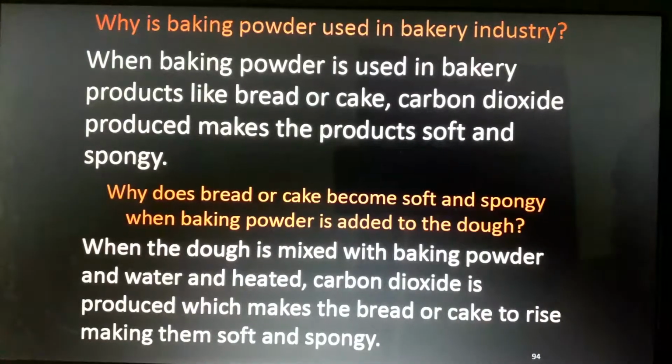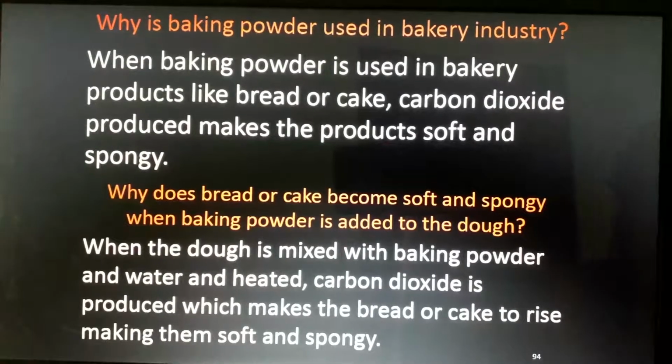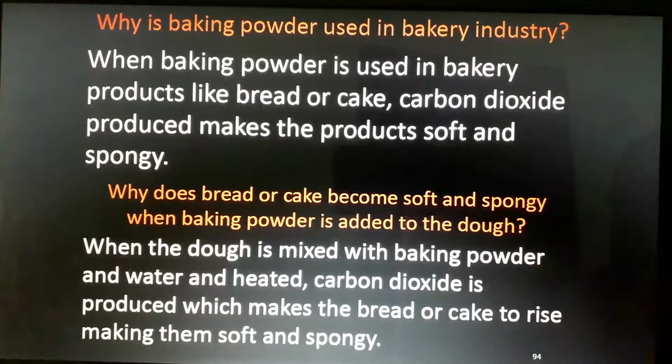Why is baking powder used in the bakery industry? It's a question. Why does bread or cake become soft and spongy when baking powder is added to the dough? Dough means atta or maida we are using, mixed with water and baking powder and other things, salt, sugar, whatever. When the dough is mixed with baking powder and water and heated, carbon dioxide is produced, which makes the bread or cake rise, making them soft and spongy. Okay. As it is, you want to study it.